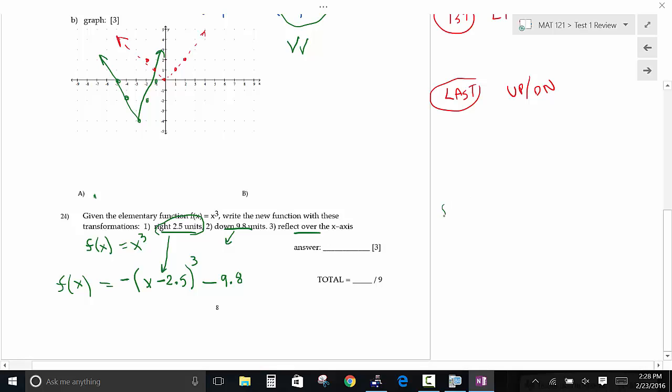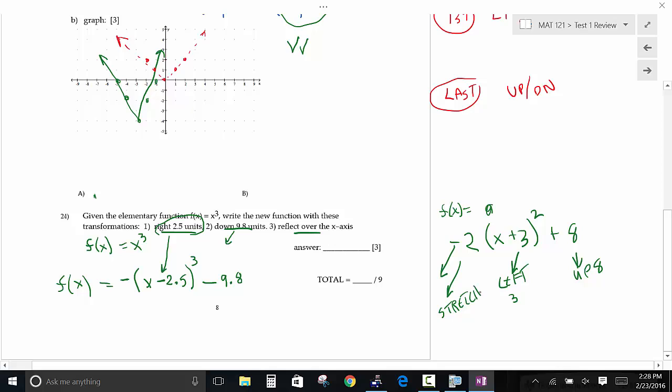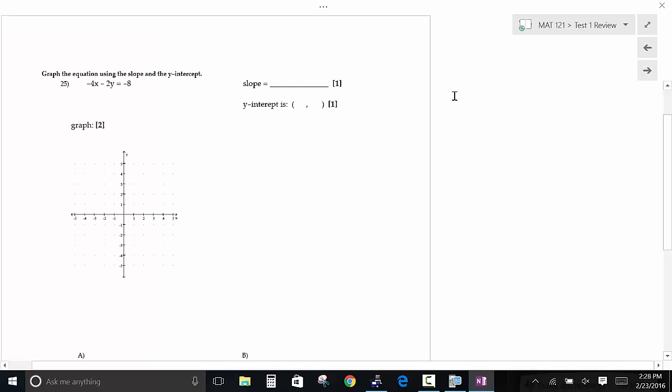So the idea is, if you have a general thing like this, just as an example, negative 2 times (x plus 3) to the second plus 8, what does this do? That's left. Notice that the left-right thing is inside the parentheses. That's up 8, that's outside the parentheses. Reflect is outside, and that is a stretch by 2. Those are the things you want to be sure that you understand. So another thing I'd like you to be able to do is build a function like that.